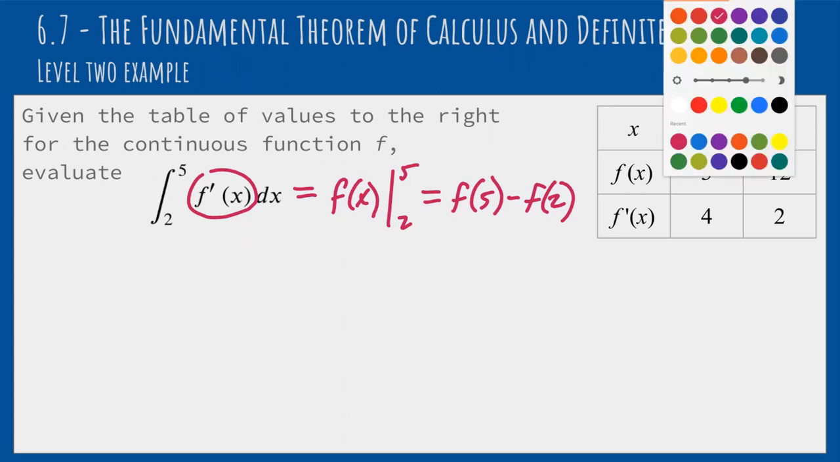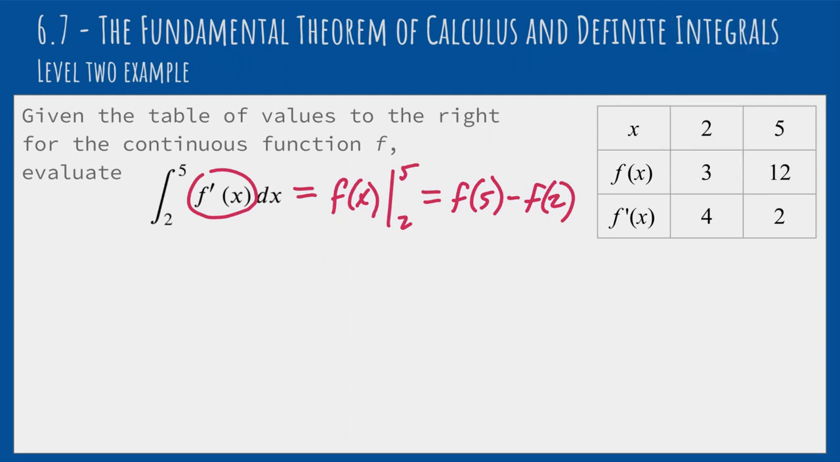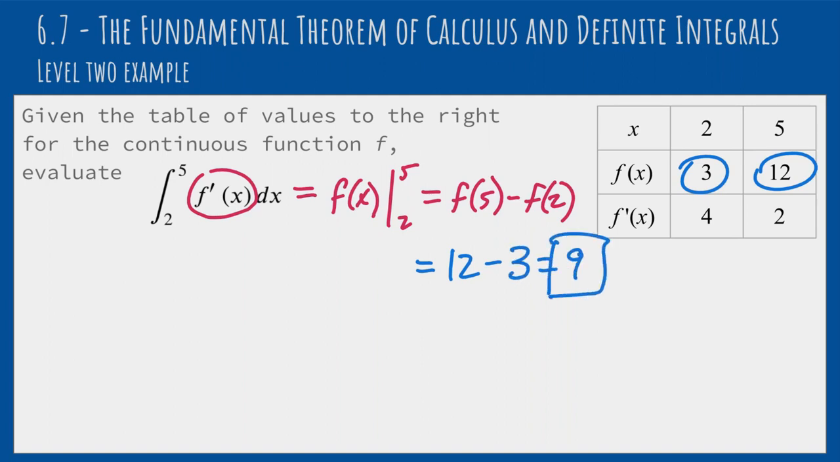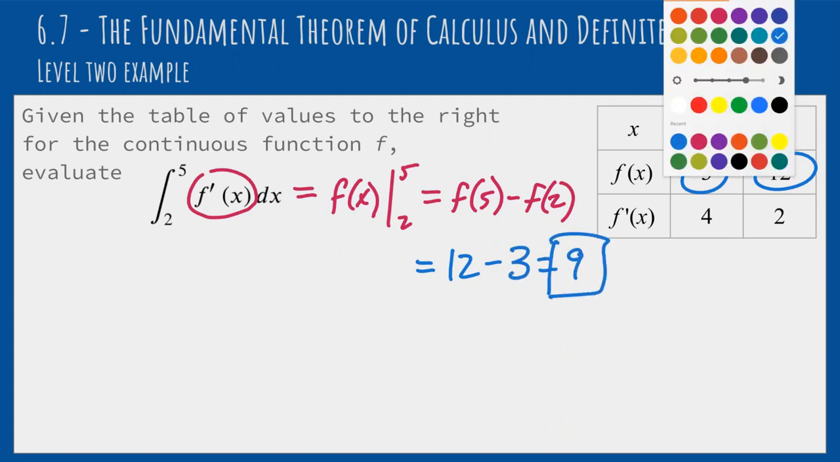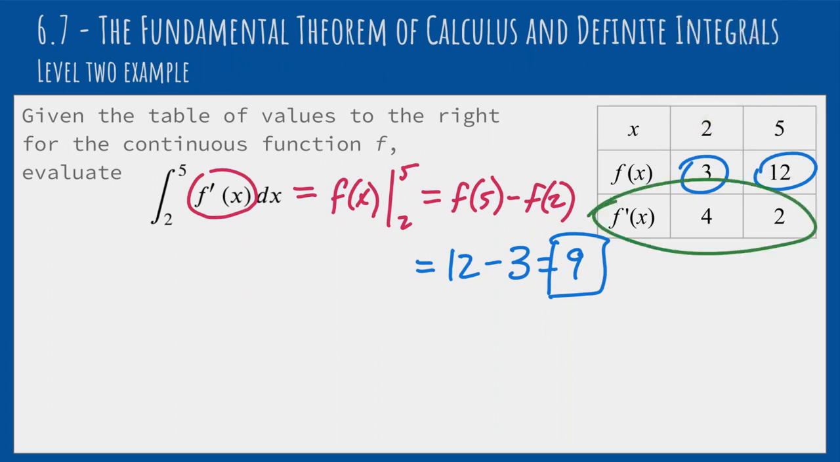And then at this point, we're going to use the information that's given to us in the table. We are told that f of 5 is 12. We're told that f of 2 is 3. So this is going to be 9. Notice that in this problem, I gave you some information that you did not need. That is a very common thing. Make sure that you only use the information you need and don't use that 4 and 2 just because it's there.